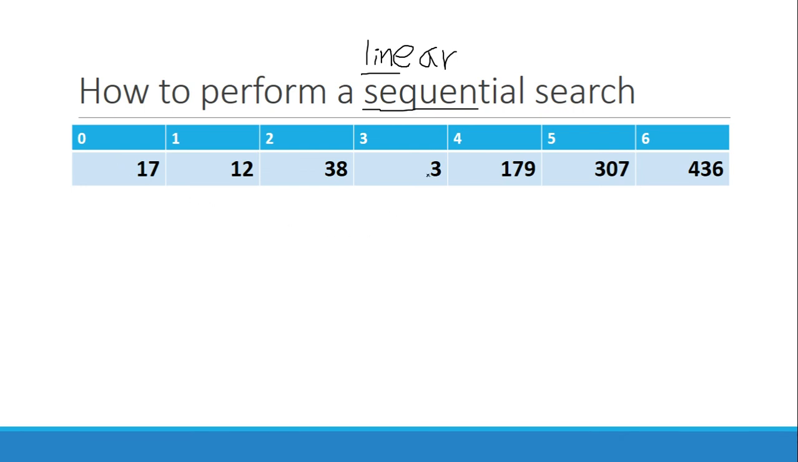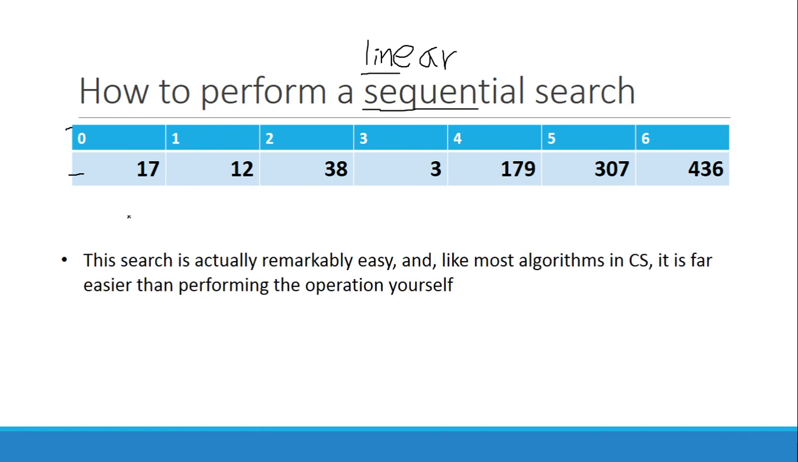So take a look at this list of numbers. Here are the indexes for those numbers at the top here, and then at the second row we have the numbers themselves. A linear search or a sequential search is where we're looking for a value in that list. The thing I want to say first about it is this is a very easy algorithm. It's very, very simple, not only to understand, but even to write.